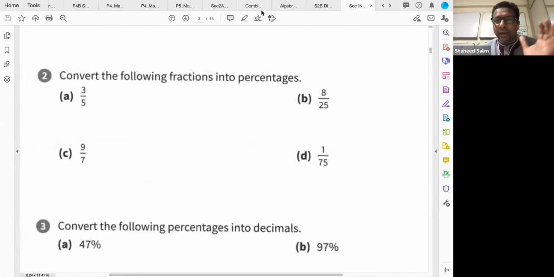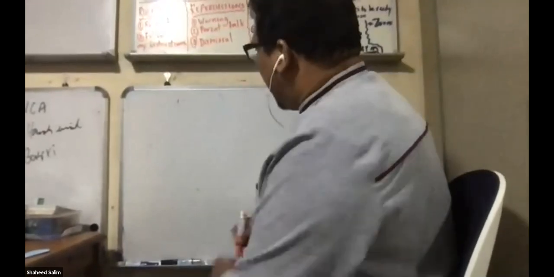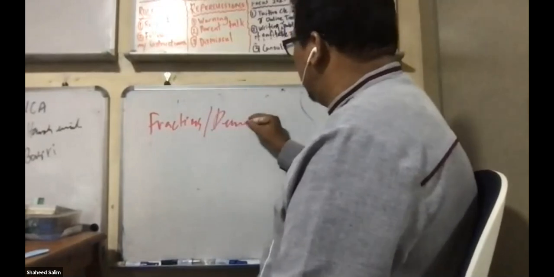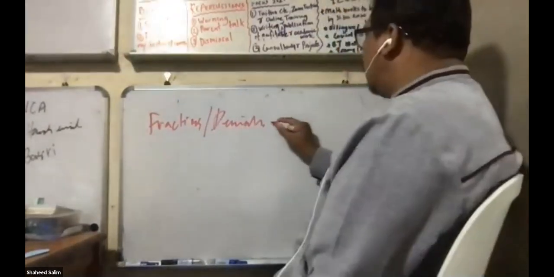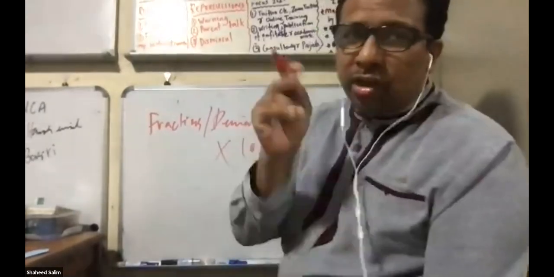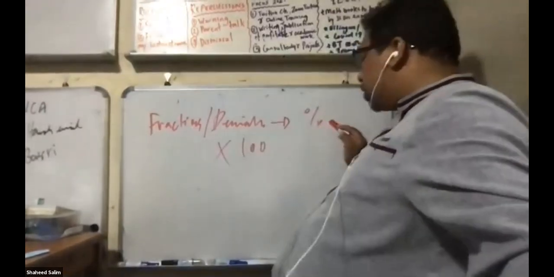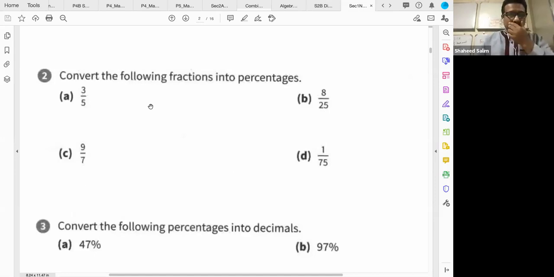Okay, next clue. Please copy this on the board again, so that you never forget. I mentioned this before. Fraction, decimal. This is decimal. How to change to percentage? Very simple, just times 100. Any fraction or decimal, just times by 100, you will get percentage. Okay, here we go. Very simple. Can you try?